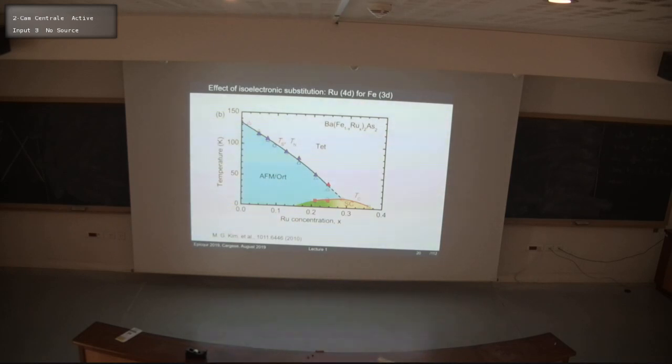Yes? So what happens if you're not doping with phosphorus, something that's not isoelectronic? So earlier you showed you replaced barium with potassium, which is hole doping. But what if you hole dope it on different sites? Does it look the same?